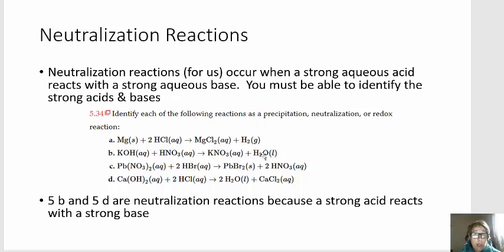And notice that it forms water in the liquid phase as well as an ionic compound where the cation comes from the base and the anion comes from the acid. The next choice, C, does have a strong acid, but it's not reacting with a strong base, so it's not neutralization. Whereas our last choice, D, has a strong base, calcium hydroxide, reacting with a strong acid, hydrochloric acid, and again, we form water in the liquid state with an ionic compound where the cation comes from the base and the anion comes from the acid. So B and D are both neutralization reactions.